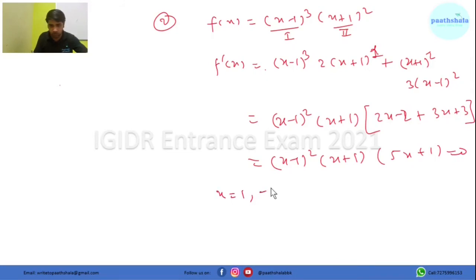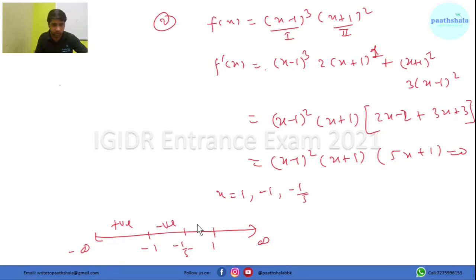So now we will draw the number line. So this will go from minus infinity to plus infinity. Now we'll plot the points. So this will be minus 1, minus 1 by 5, and 1. Now if we look at the nature of the sign, here it will be positive, this will be negative, and this will be positive, and this will be positive. You can check it by taking any value. I've already checked it.